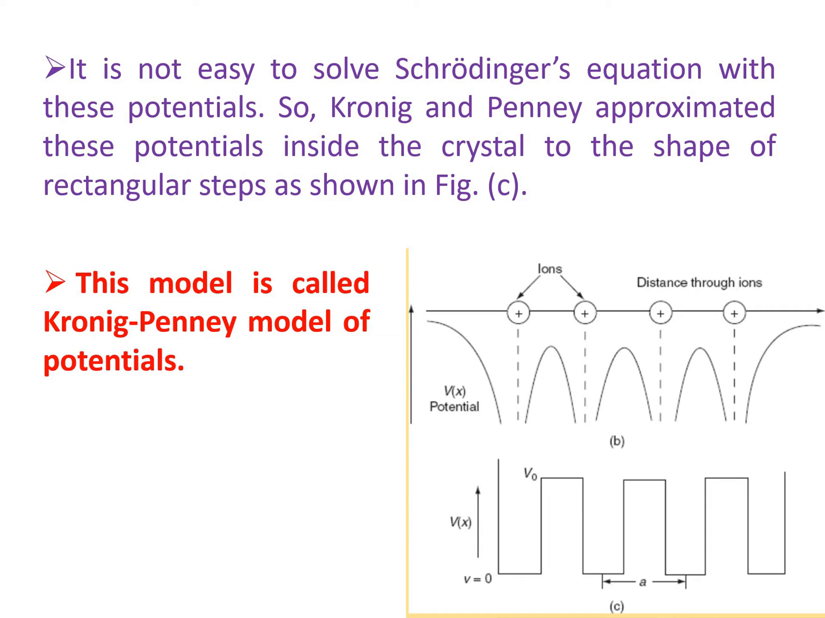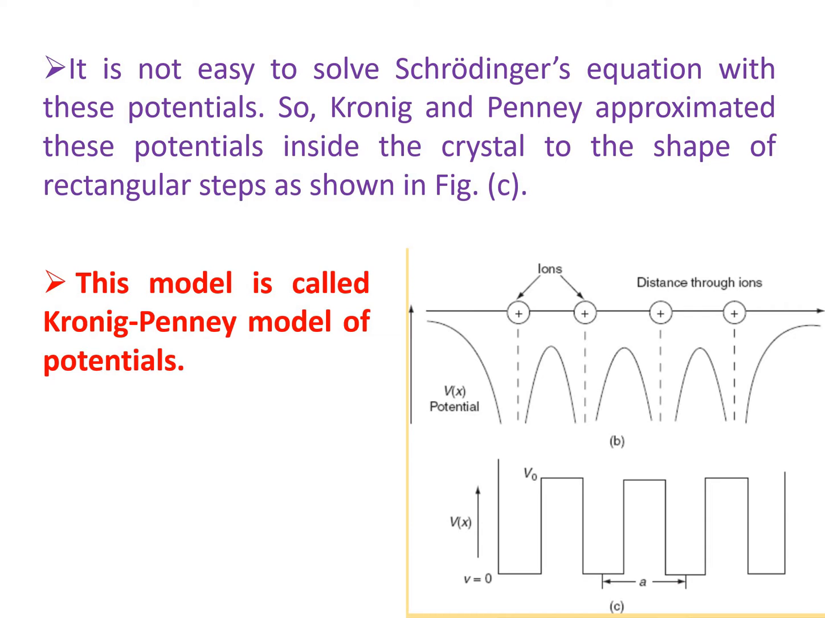To avoid the complexity in the problem, Kronig and Penny modified this model by assuming that the potential at the site of the ion is 0 instead of minus infinity, and the potential between the two ions, instead of 0, is taken to be the maximum, equated to V0, which is the maximum potential of the electron moving in the space between the ions. Therefore, the variation of potential is modified to a series of potential wells as shown in the figure.